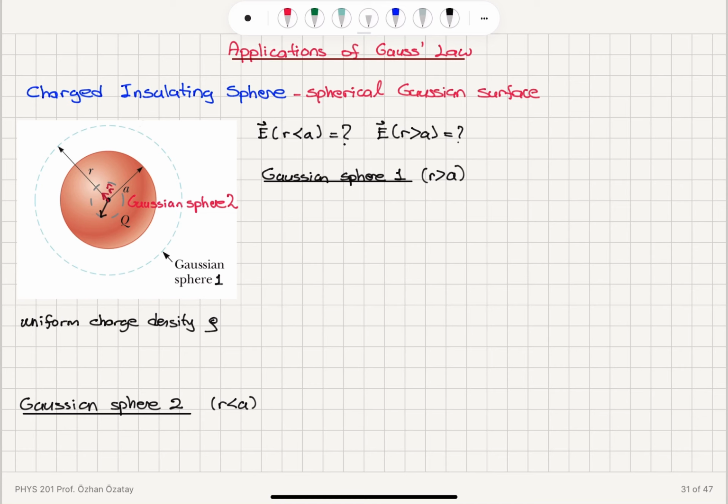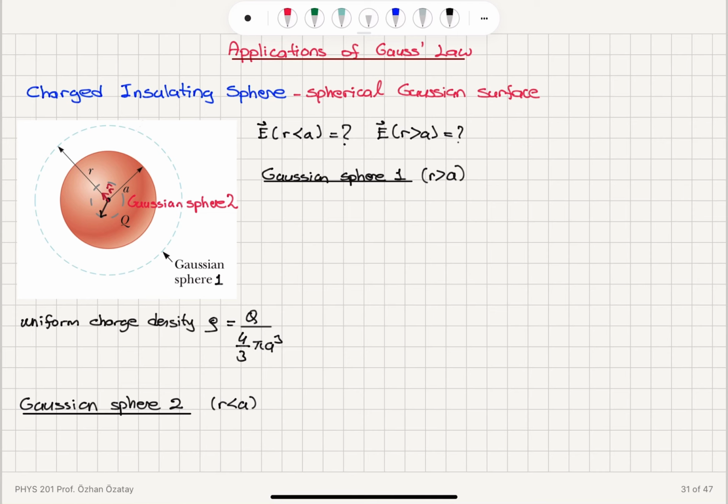So this is an insulating object with a uniform charge distribution, charge density rho, which would be equal to the total charge Q divided by the volume of the sphere, 4/3 pi a cubed. All right, so that's the uniform charge density.